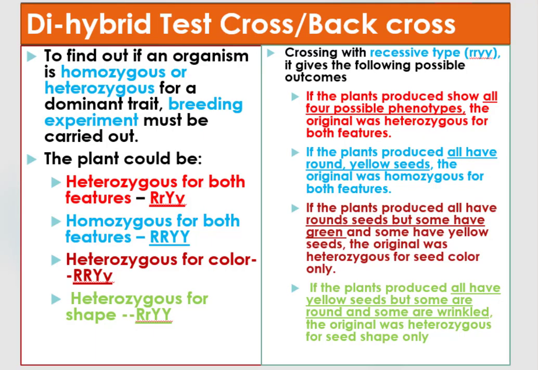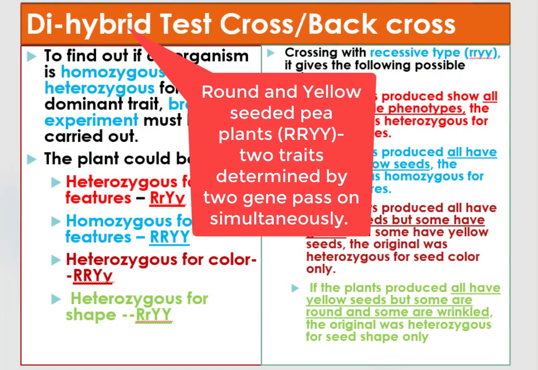Dihybrid test cross or dihybrid back cross. To find out if an organism is homozygous or heterozygous for a dominant trait, a breeding experiment must be carried out on dihybrid inheritance. There are more possibilities than in monohybrid inheritance. To study the dihybrid test cross, let us stick with round seeds and yellow seeds as our example.